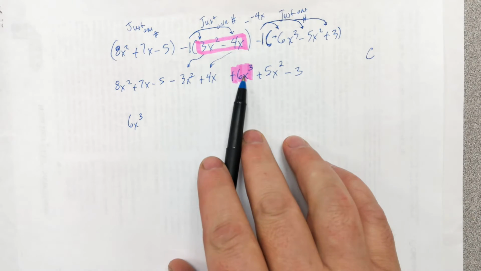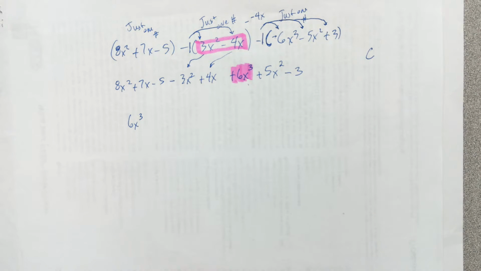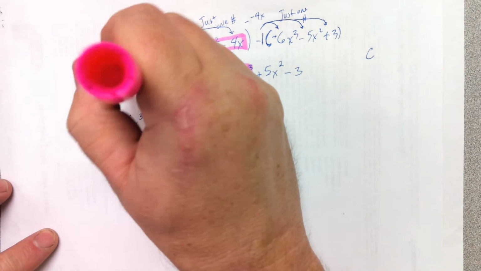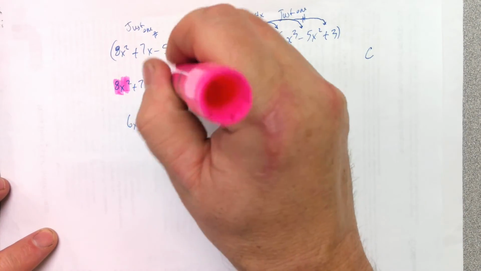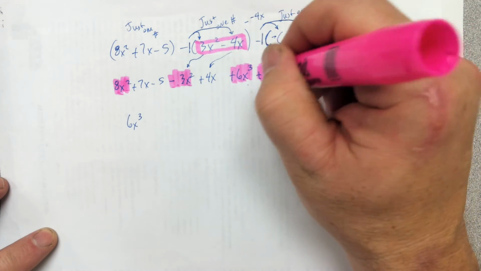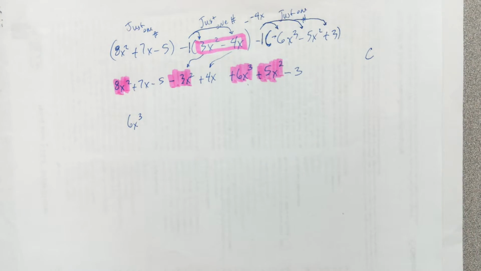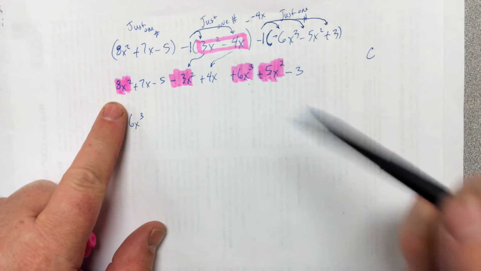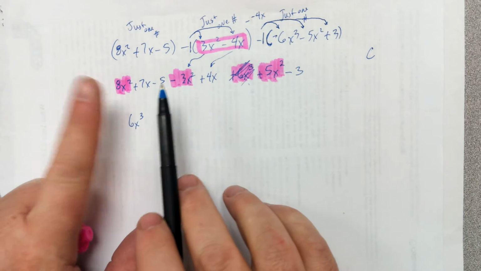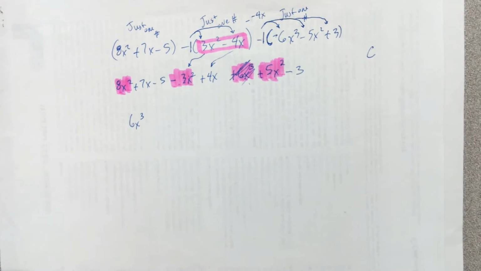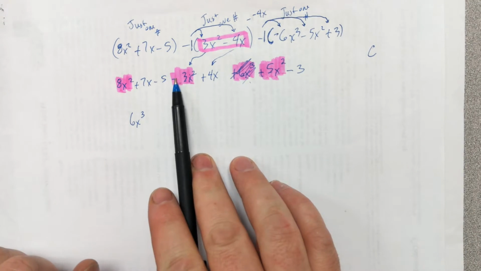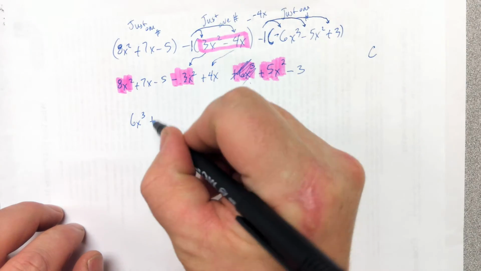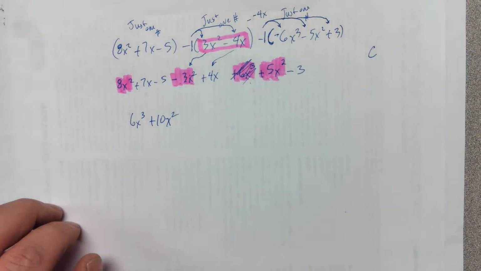So 6x cubed, we're good with that, and that's the only one, so I don't have to worry about combining it. Now we have to be careful from here on out because there are 3 different x squared terms. There's one, there's another, and here's the last. You have to be really careful with the signs. This is an 8 minus 3 plus 5. Is that 10? Yeah, because 8 minus 3 is 5, plus another 5 is 10. So plus 10x squared.